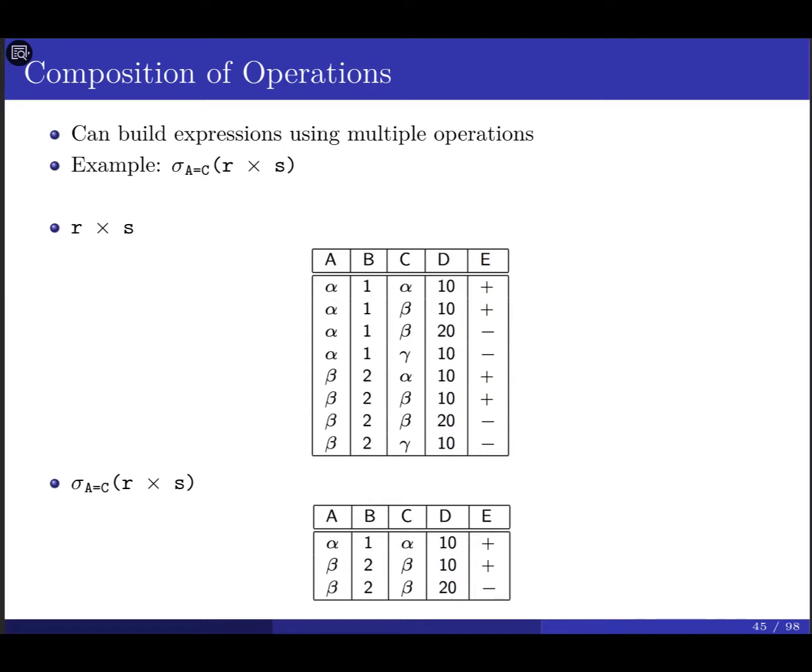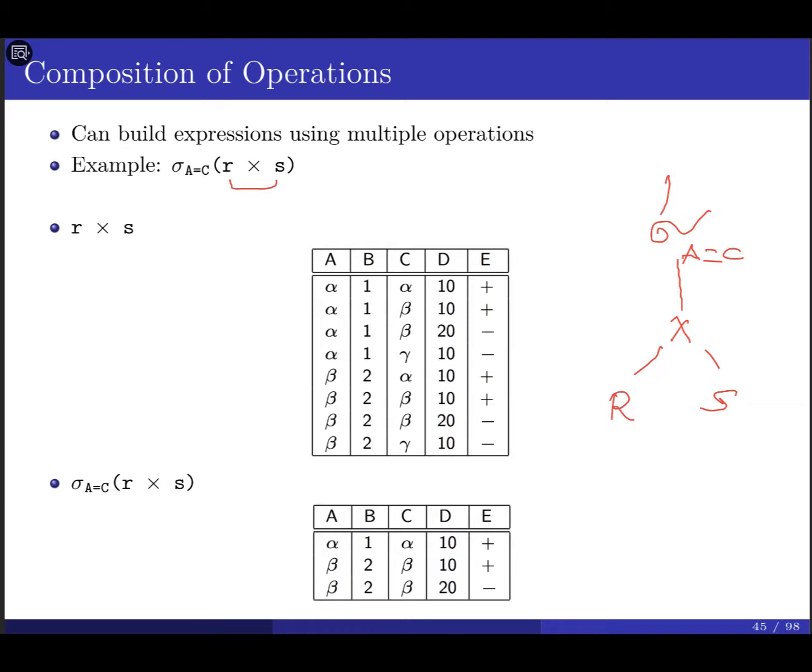So if you say R Cartesian product S, after that you perform a selection. In order to perform this, the system is going to say, okay, I'm going to take the relation R and S and perform the Cartesian product. Then, on the result, I'm going to perform the selection, A equals C, and this is the result that is going to be produced.